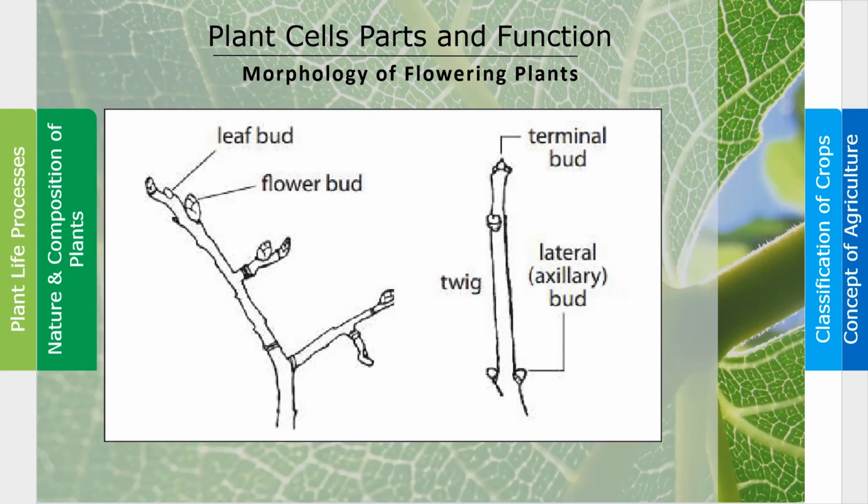So next topic would be the morphology of flowering plants. So we have the buds. What are buds? These are actually modified shoot, compact underdeveloped shoot, or stem. So we have different classification of buds based on their location.